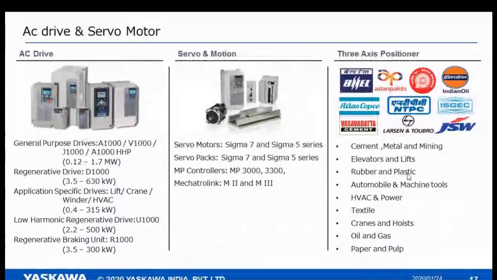And at Yaskawa there is another segment, servo motors and motion control products. We supply to BHEL, Asian Paints, JSW, Indian Oil, Railways, Atlas Copco. These are the cement and metal industry, elevator industry, rubber and plastic, automobile, where majorly these applications are using this equipment.